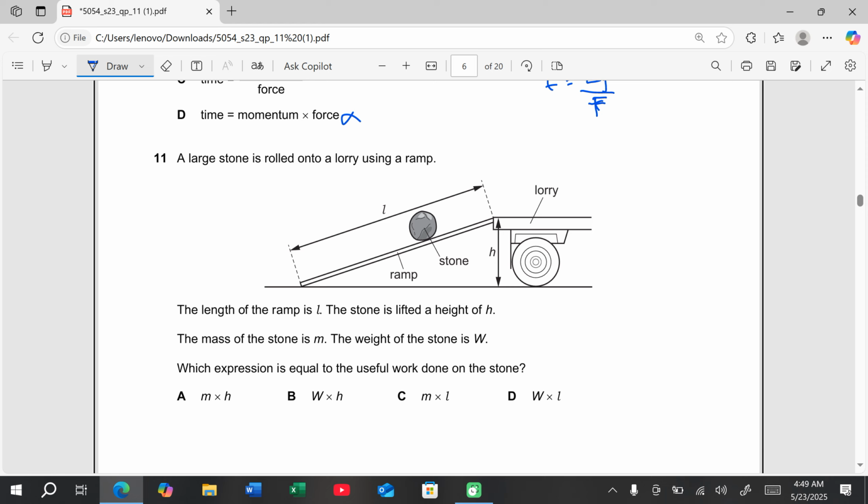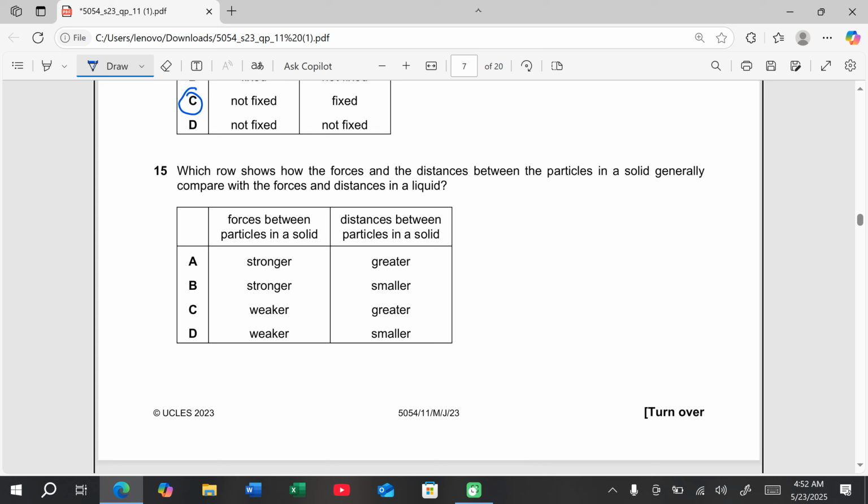Which row shows how the forces and the distance between the particles in a solid generally compare with the forces and distance in the liquid? So this is pretty easy. Forces between the particles in the solid are always stronger, and the distance between the particles in the solid is always smaller. So it's B.